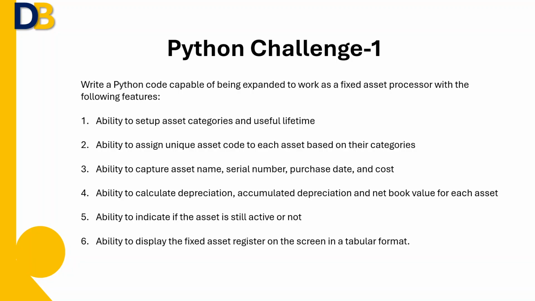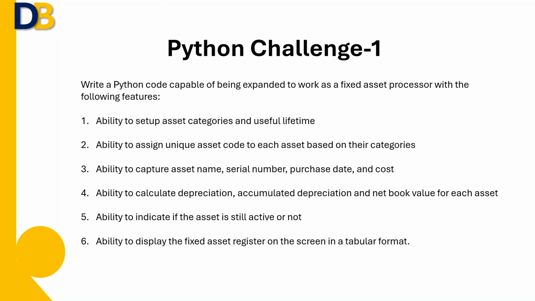If you have bought an asset worth $400,000 and the asset has a useful lifespan of 4 years, it means on an annual basis, $100,000 goes away as depreciation. But you are calculating the depreciation on a monthly basis, so you need to divide the $100,000 by 12 to get the monthly depreciation. So that's the way you handle the depreciation bit.